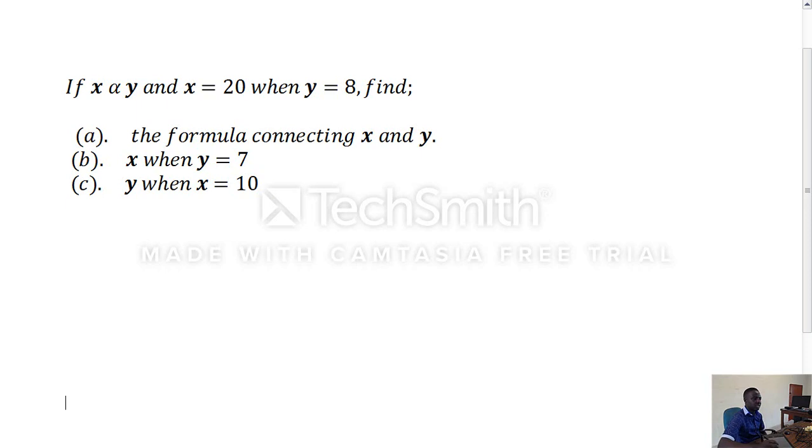Next says, if x varies directly as y and x is equal to 20 when y is equal to 8, we should find the formula connecting x and y. So as usual, we say x is directly proportional to y. Writing this as an equation, we have it that x is equal to ky as the relationship. So let's get the value of k and substitute back into equation 1. We will divide both sides by y, making k the subject of the formula. This is equal to k.